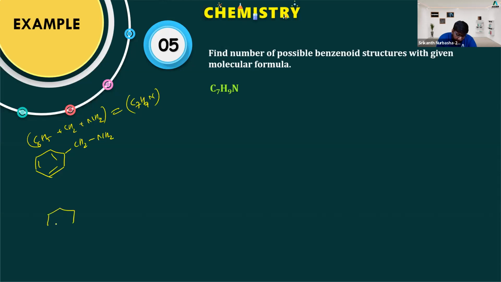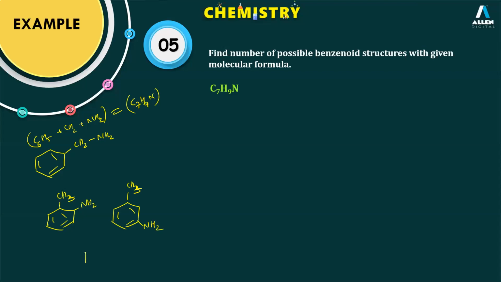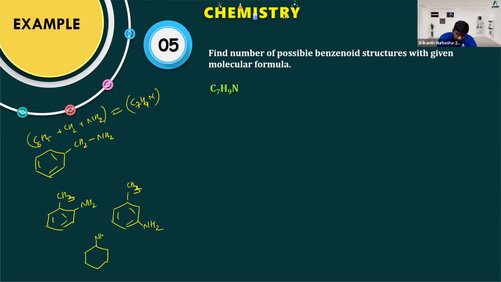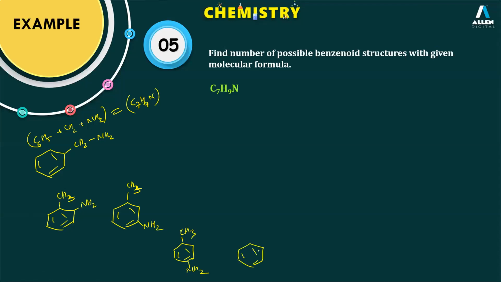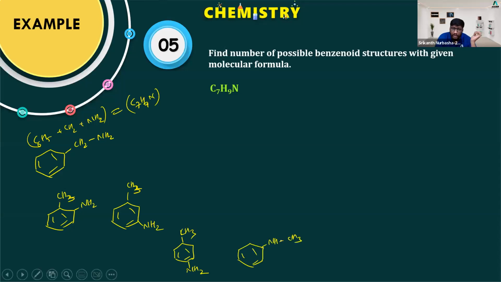Other compound is you can have CH2 here and NH2 here. Like 1,2, 1,3, 1,4 substitutions, CH3 and NH2. Or CH3, right? Methyl substitutions, and NH2 can be here. So 1,4 substitution we can write. CH3, NH2. And any other possibility we can have? We can also have this. NH, CH3. And can we have this possibility?